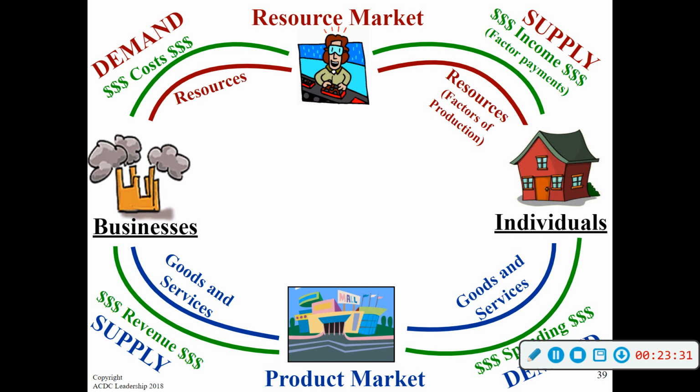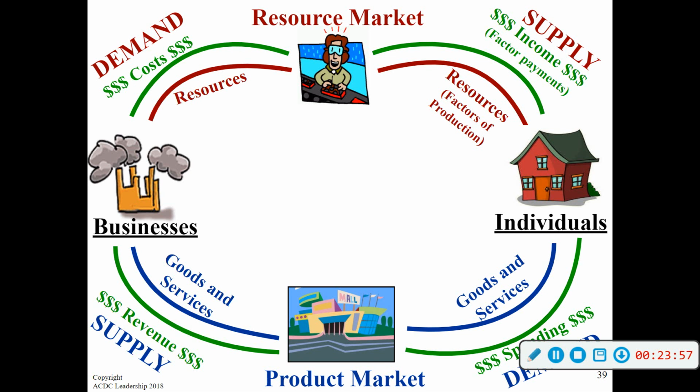But it's this big circular thing. The individuals supply the labor to the resource market, which businesses demand. Businesses supply the goods and services, which individuals demand. That's how they've phrased questions in the past. They'll say, who supplies in the product market? Well, businesses supply in the product market. Who supplies in the resource market? Well, individuals supply their labor to the resource market. And so it's this big round and round thing.